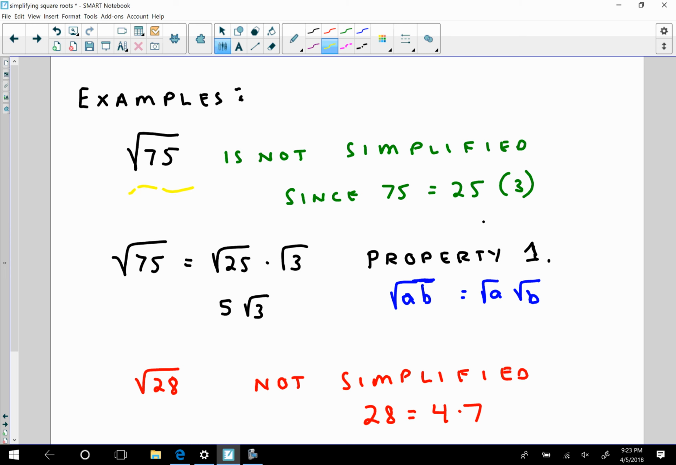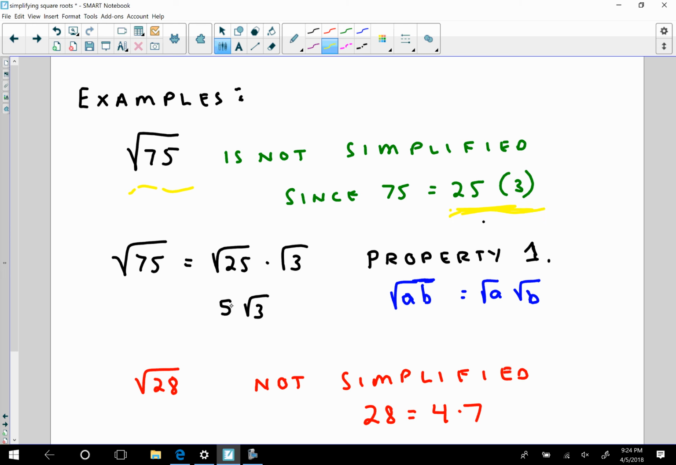Square root of 75 is not simplified because if I factor 75, I see that 75 is 25 times 3. 25 is one of those perfect square numbers. So therefore, I'm going to use property number 1, and I'm going to say the square root of 75 is equal to the square root of 25 times the square root of 3. Why? Because 25 times 3 is 75.